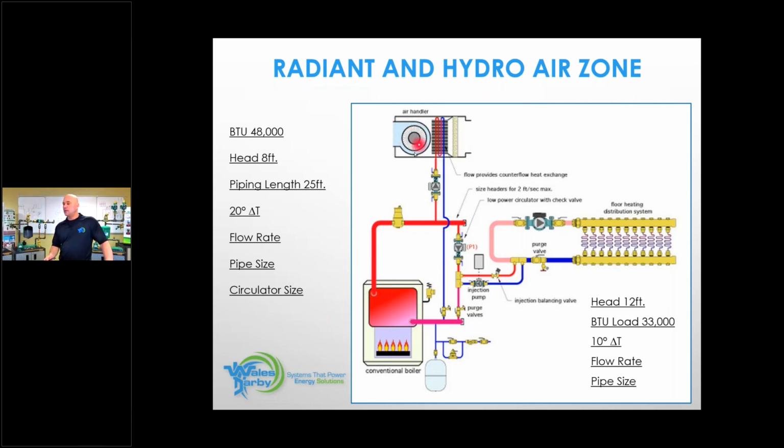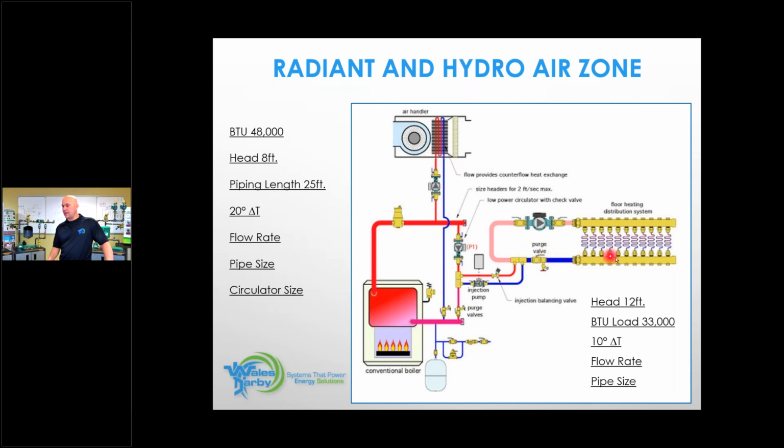And we have a radiant circuit out here. So the BTU of this air handler is 48,000 BTU. This coil has an 8-foot head drop. This run to and from that air handler is 25 feet. The delta T of the air handler system is 20 degrees. Can you give me the flow rate, the pipe size, and the circulator size for the air handler?